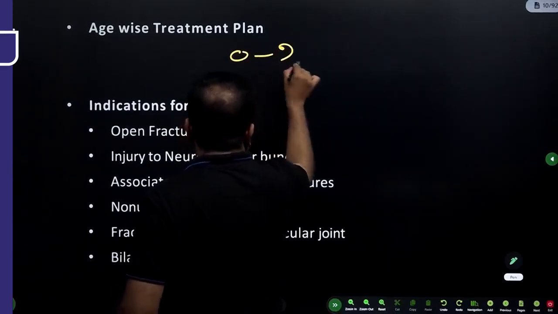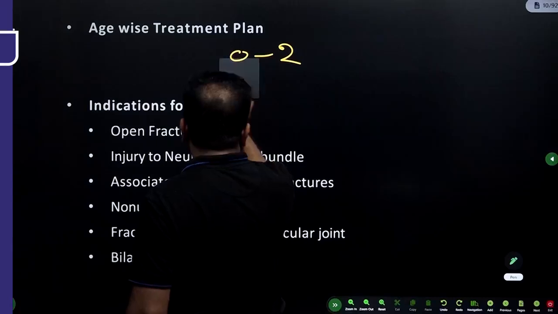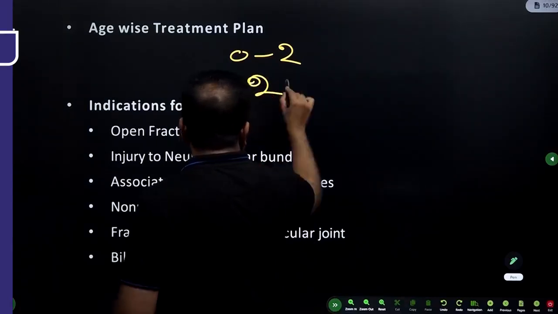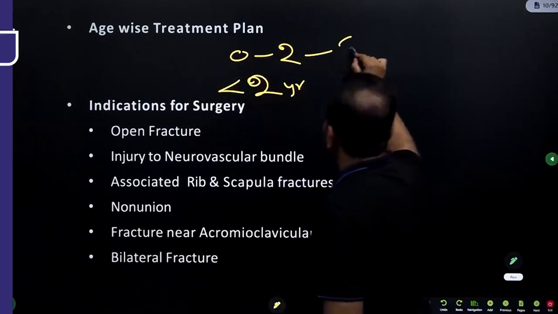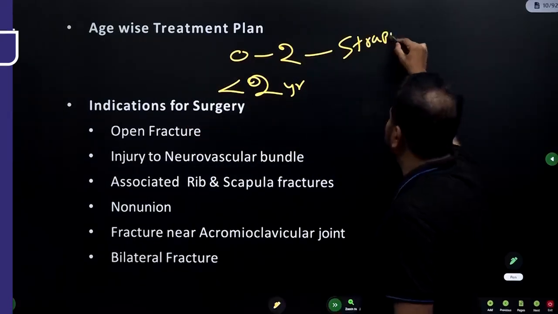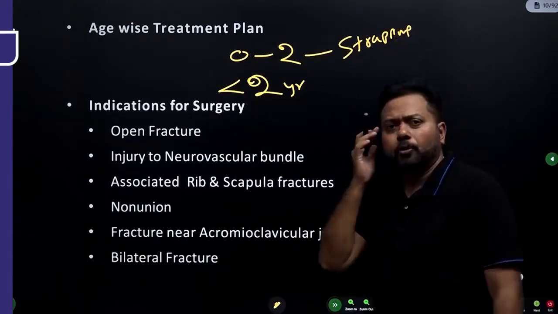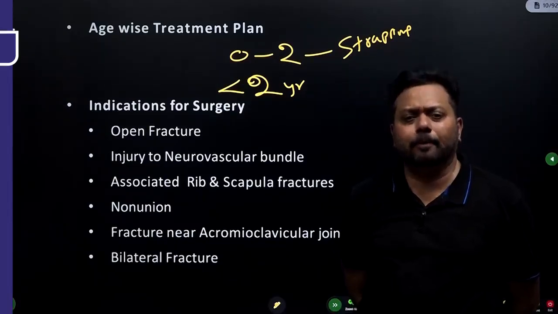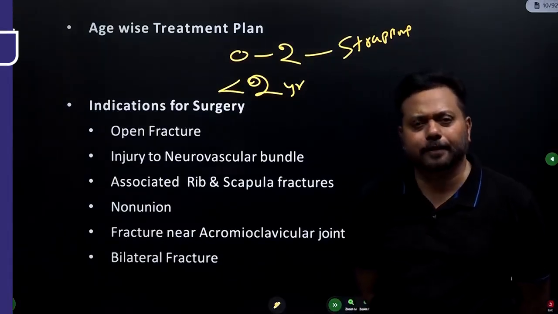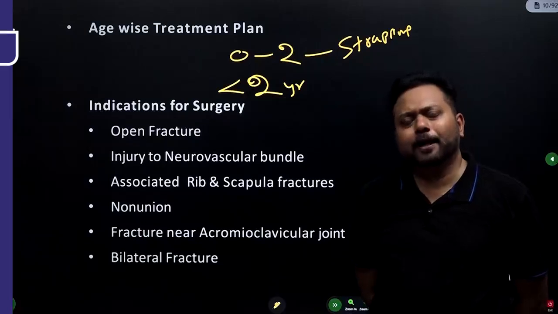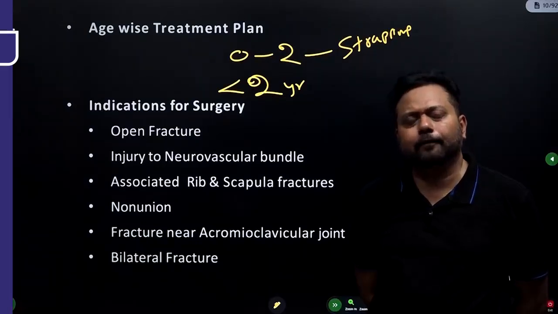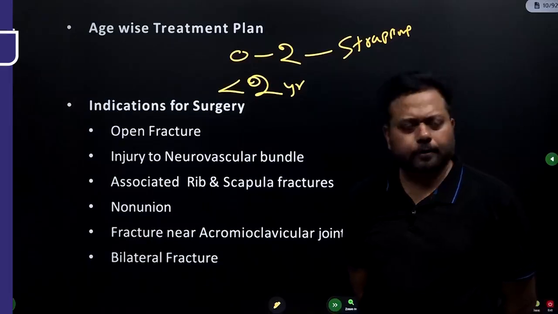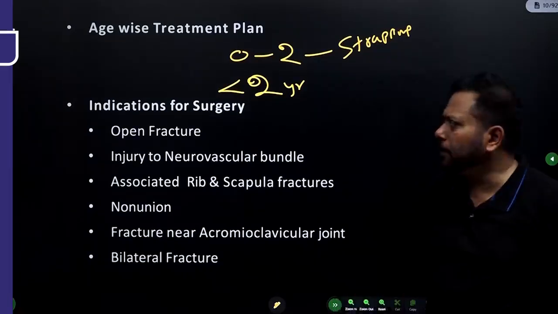0 means from birth to 2 years. Then more than 2 years. For 0 to 2 years, only strapping is enough. This is the only special point. From birth to 2 years, no figure of 8 is allowed for that baby. Just a strapping cuff and collar sling is enough. More than 2 years, the advisable best thing is to put a cuff and collar sling and your figure of 8. This is just very simple.